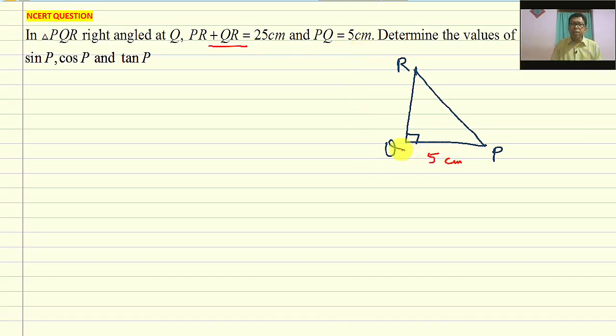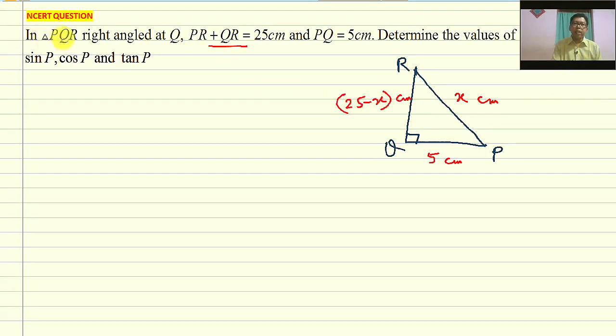Since the sum of two sides, PR and QR, is 25 centimeter, let us consider that RP is equal to X centimeter. If RP is equal to X centimeter, then what will be RQ? RQ will obviously be 25 minus X centimeter. Again, let us discuss this one, that will be better to understand.